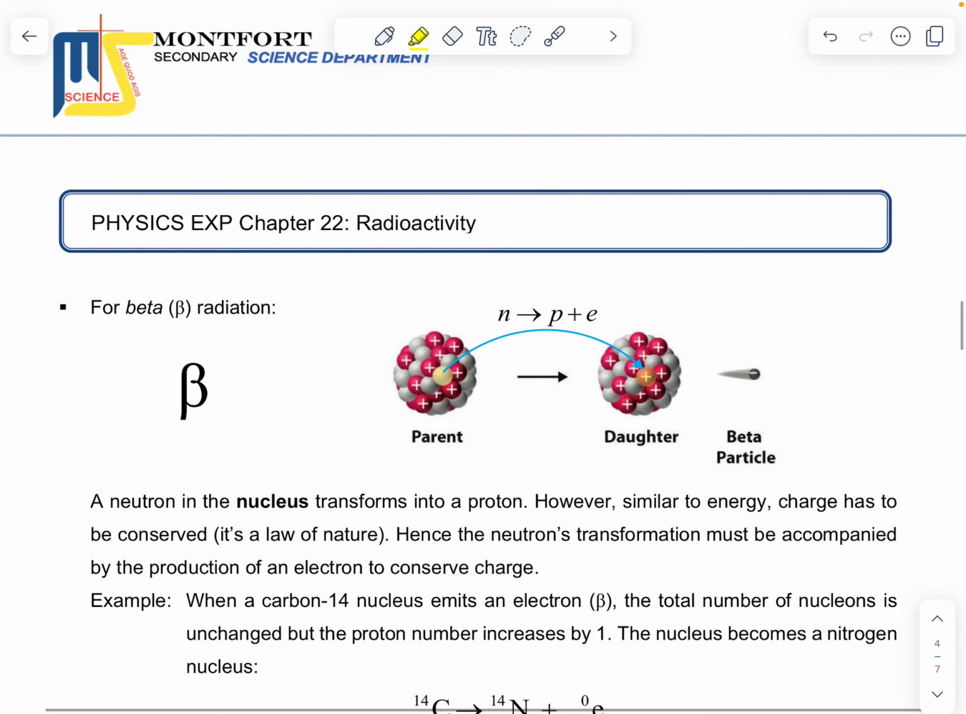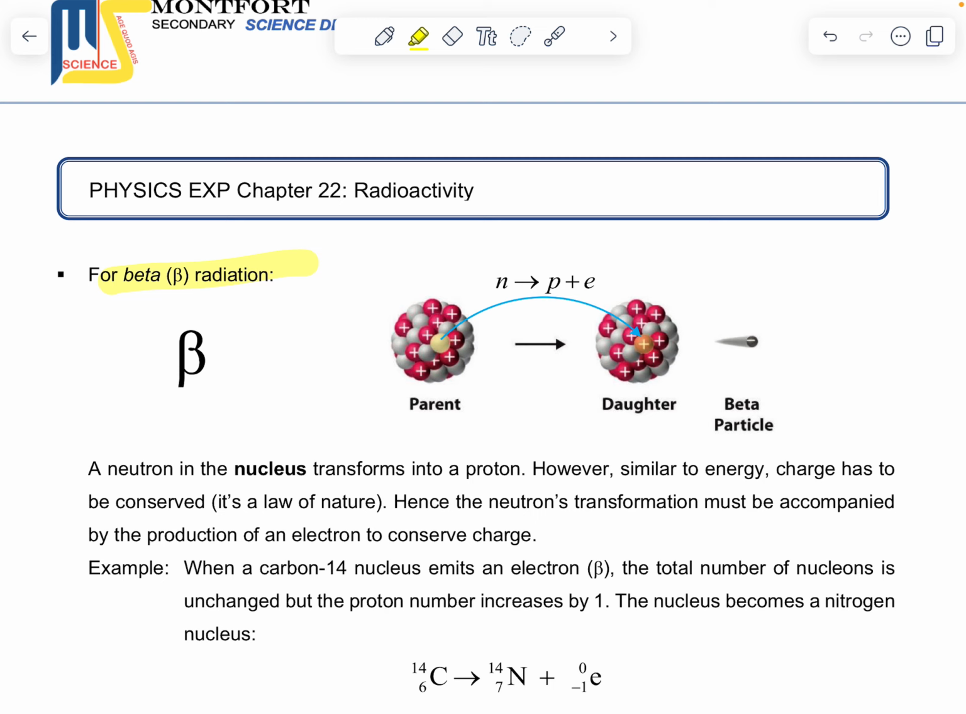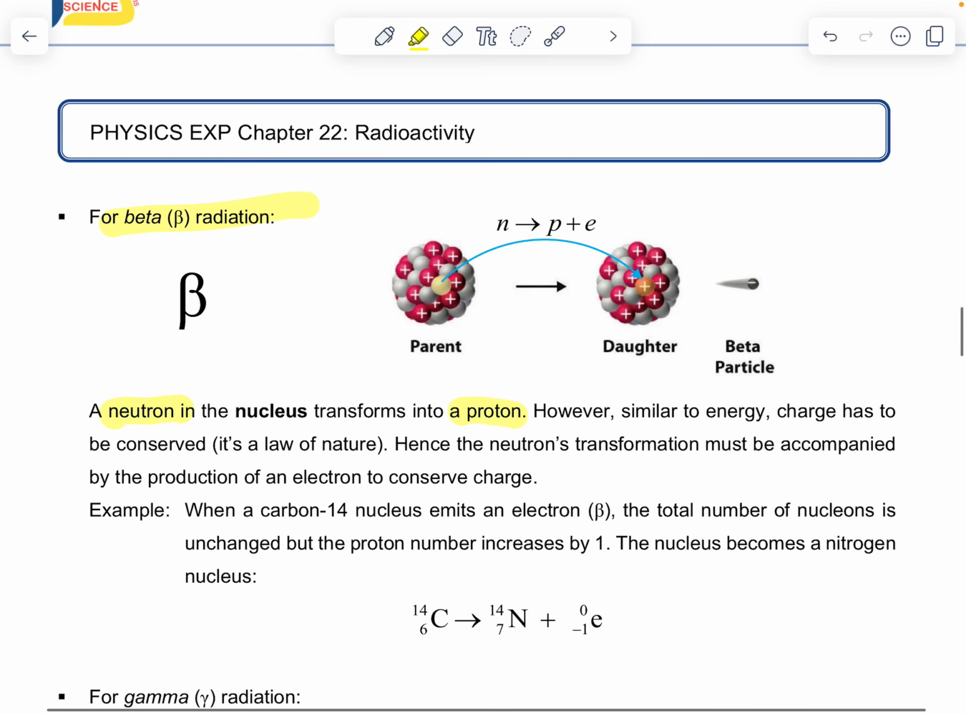Let's look at beta radiation. Beta radiation is when a neutron in the nucleus becomes a proton and releases an electron. The example here is carbon-14 becoming nitrogen by emitting a beta particle. So you can see the beta particle as an electron.